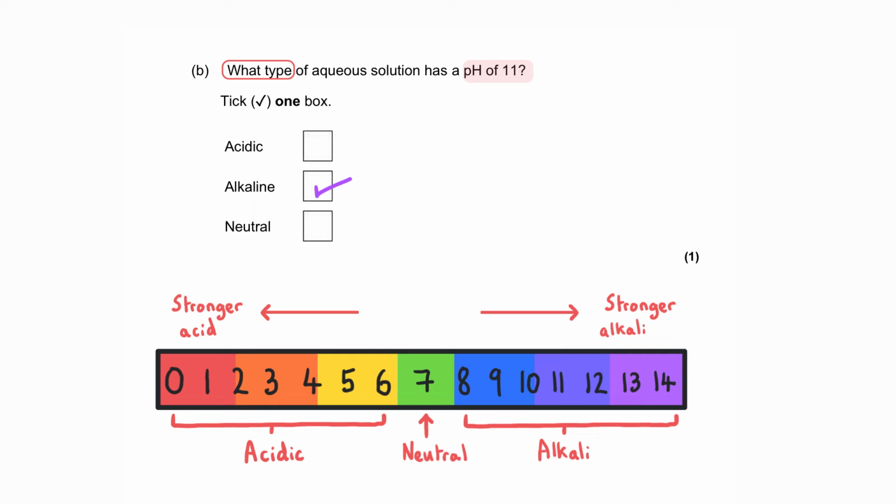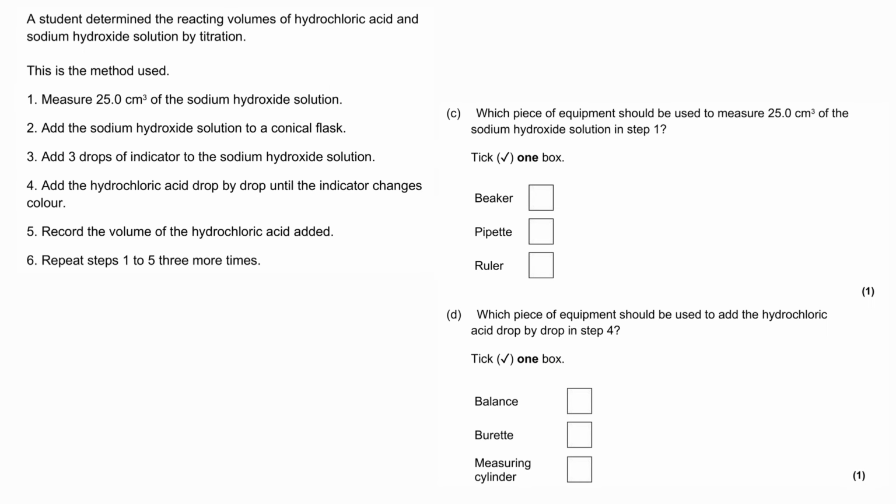This means that if we have an aqueous solution with a pH of 11, this is greater than 7, so this will be an alkaline solution, and we'll get 1 mark for ticking the central box. A student determined the reacting volumes of hydrochloric acid and sodium hydroxide solution by titration. This is the method they used.